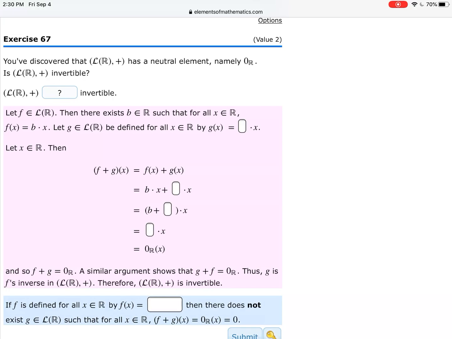So it says you've discovered that it has a neutral element, namely the 0 element on those sets of reals, of course. So now we're asked, is this invertible? Say that it is invertible, okay? So we're going to let f be an element of that operational system, or straight line equations. There exists b as some element of the set of reals, such that x is an element of the reals, and f of x equals b times x. Let g be an element of that system, and be defined for all x's that are reals.